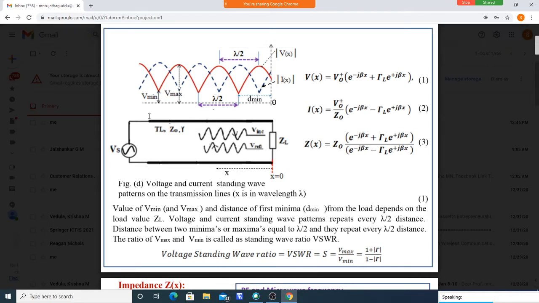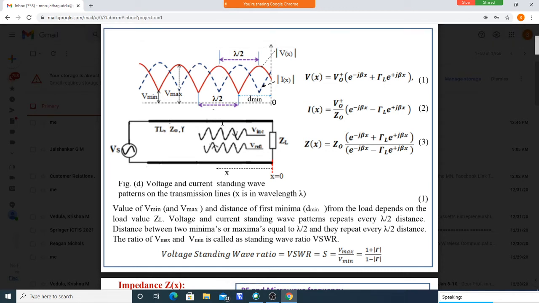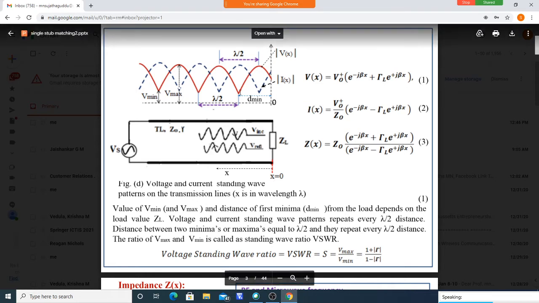Standstill means this minimum is fixed here, it is not moving. Similarly, this is also not moving, and these variations are fixed. Here it is always a minimum, here it is always a minimum, and this position is a maximum. The addition of two waves gives rise to the wave that is called a standing wave. It looks like it is standing still over a transmission line without any movement. That's why it is called a standing wave. So this is the variation.